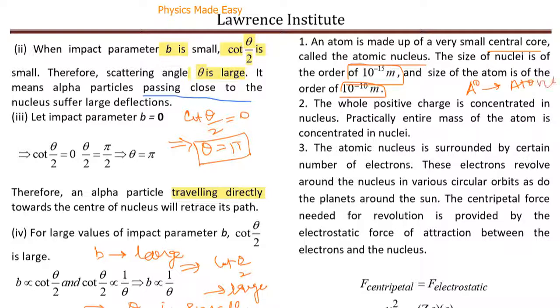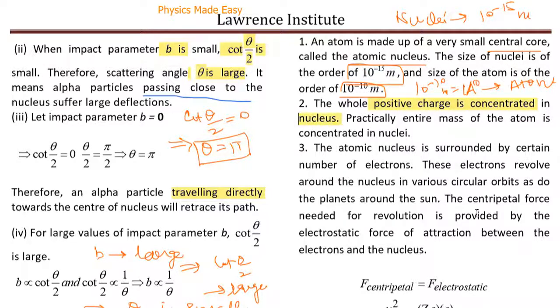The size of the nucleus is in Fermi, that is 10 raised to power minus 15 meter. This is known as 1 Fermi, and an angstrom, we know, is 10 raised to power minus 10 meter. The size of an atom varies from 1 to 10 angstroms, and the size of a nucleus is 10 raised to power minus 15 meters.